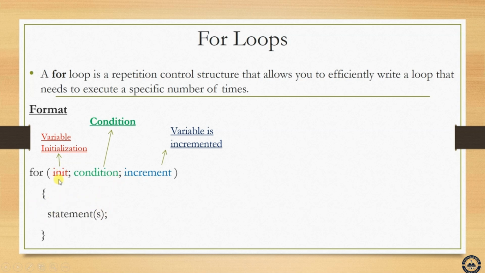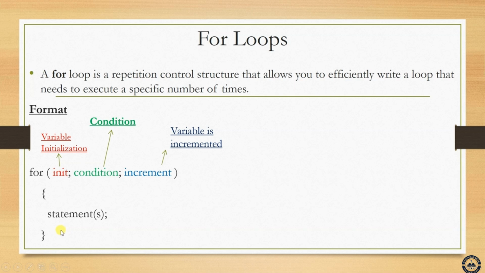Now the initialization is done for the first time, and then the condition is checked every time. And the increment part is basically done after the loop statements. Although it is written at the start of the loop, the increment is done once the loop statements are executed. So you need to understand it better to get the concept of for loops and how they work.